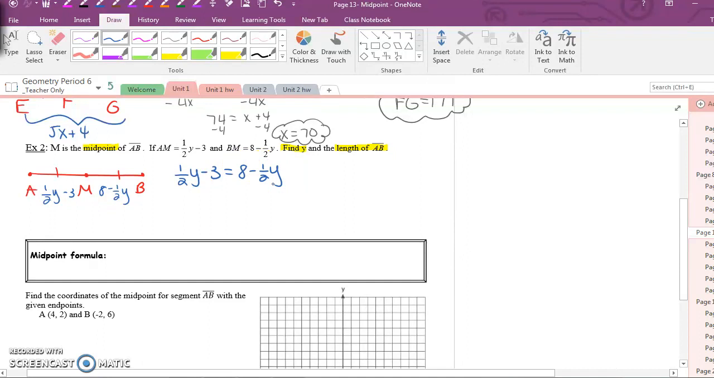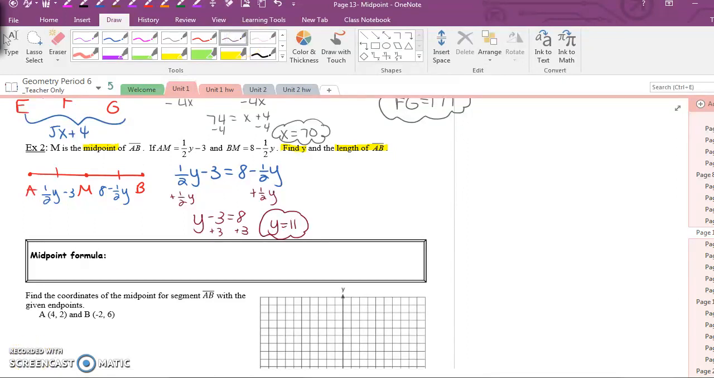Go ahead there and finish the algebra if you haven't already done so, and find the length of AB. Press play when you're done. You should get that y equals 11.